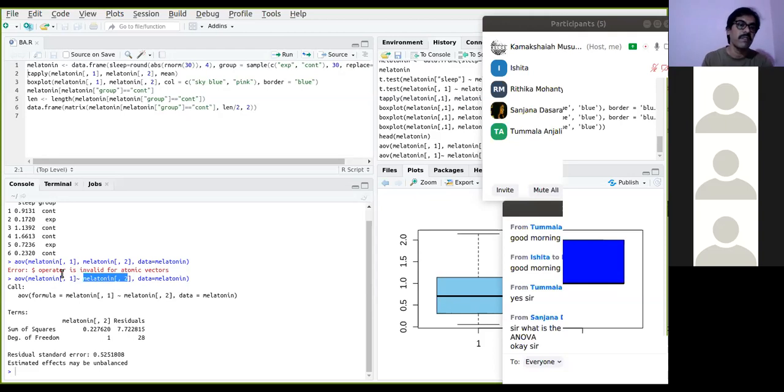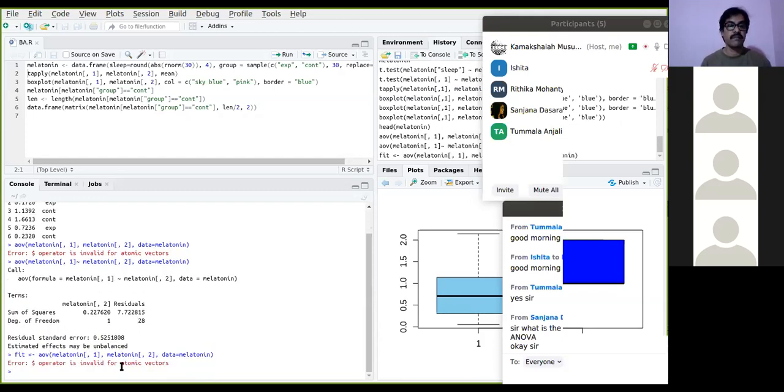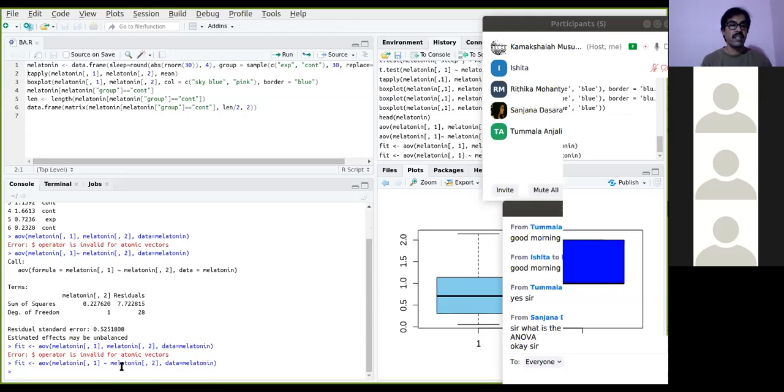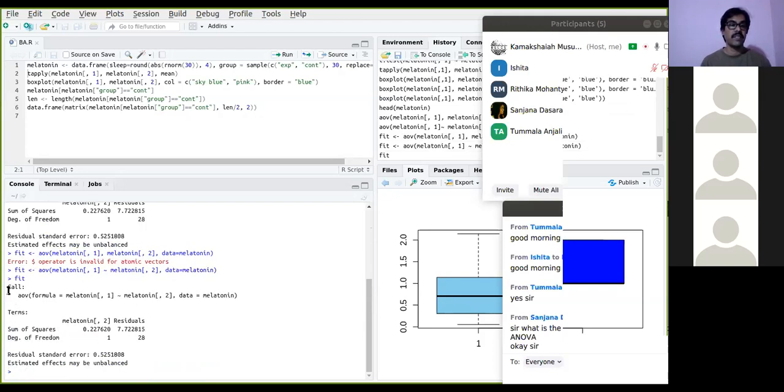So after melatonin is served, then there are differences. Sleep-wise differences are significant. That is the assumption. Now, these are the sum of squares for melatonin and the residuals, but you will not be able to understand it yet. And there are degrees of freedom, 1 and 28. But these results are not important for us. We use the summary method. We have to save that as an object, fit. Repeatedly doing mistakes. You see the same results.